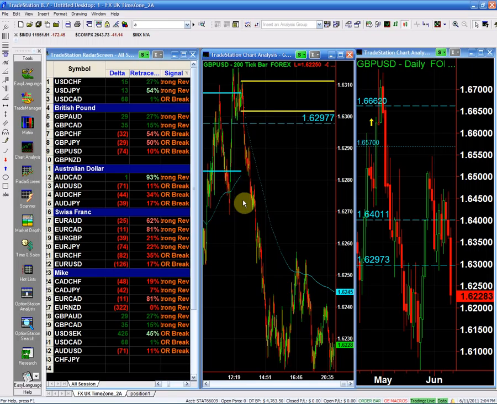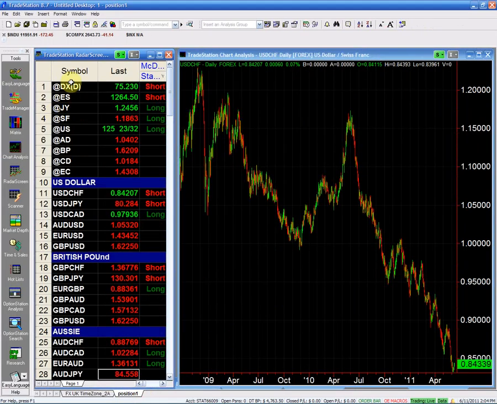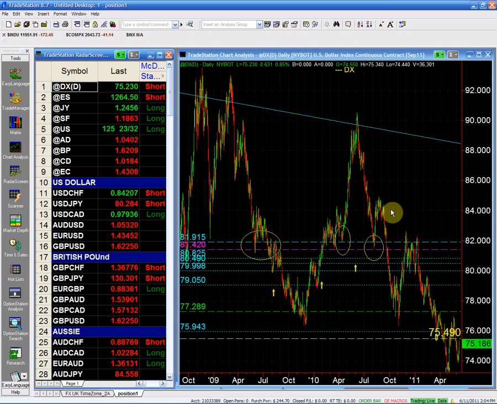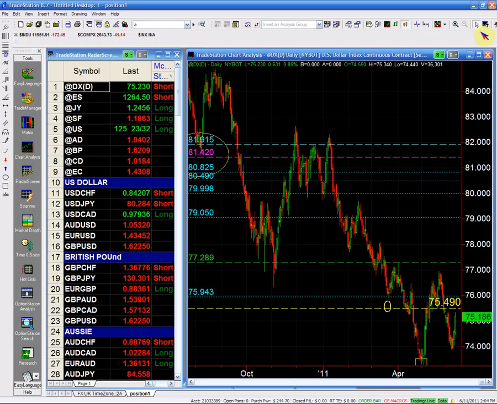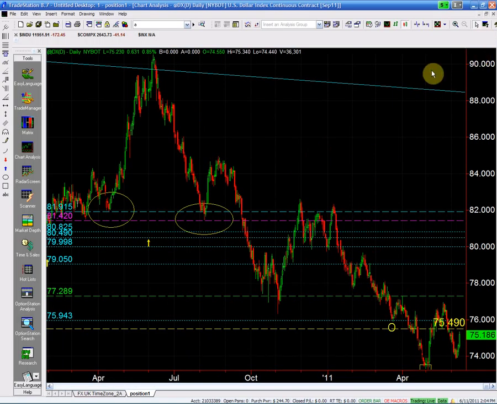Okay, so let's start with the dollar, like what we do every week. This is now getting to be a pretty interesting setup. Let me remove this line for a second. You can see now that we definitely have a major downtrend.